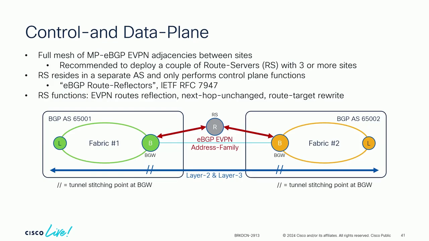What is a route server? It's an eBGP route reflector. When do I use one versus the other? If I have two sites, and I have two border gateways in each site, how many BGP sessions do I need in order to do a full mesh between all of them? Each needs two, right? So 2 sessions need to be up from an EVPN overlay perspective.